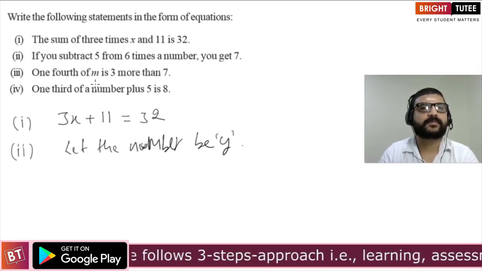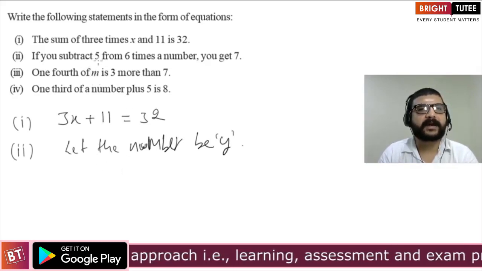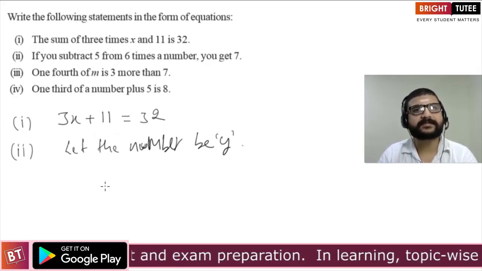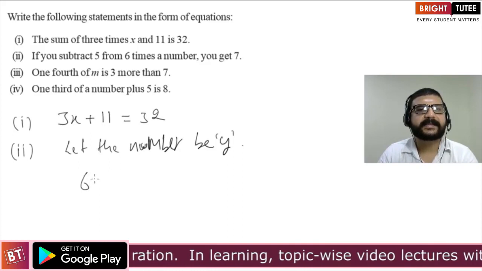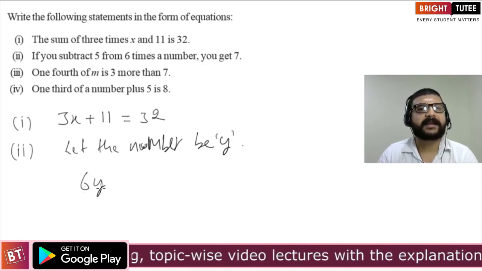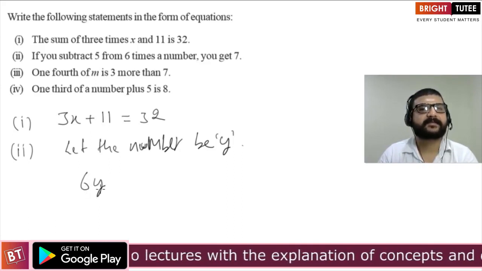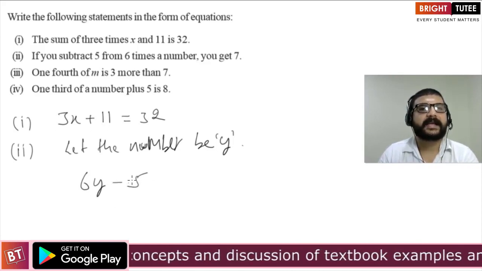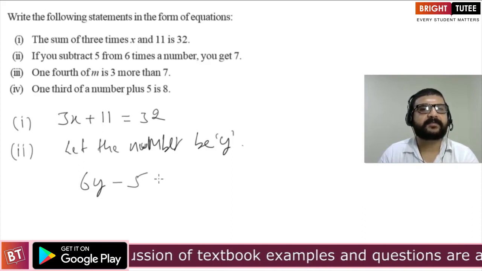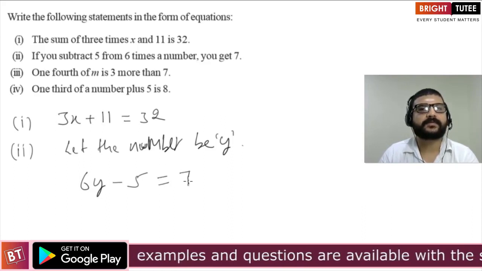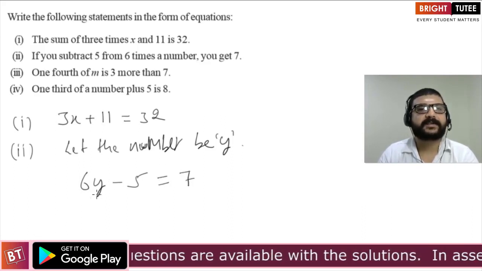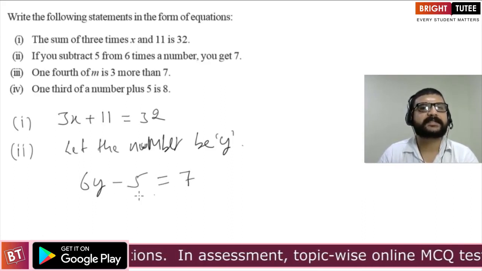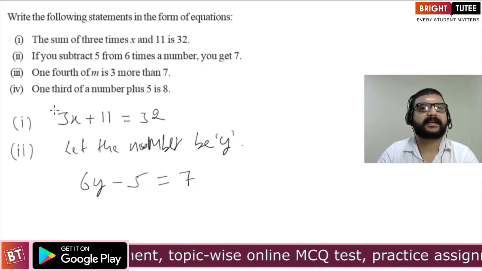Now what we have to do? We have to subtract 5 from 6 times of a number. First of all, what is 6 times of a number? It is 6y. 6 multiplied with the number, this gives us 6y. Now we have to subtract 5 from it. And then we get 7 from here. So this will be equal to 7. So now this is the equation or mathematical equation which is representing this second statement.